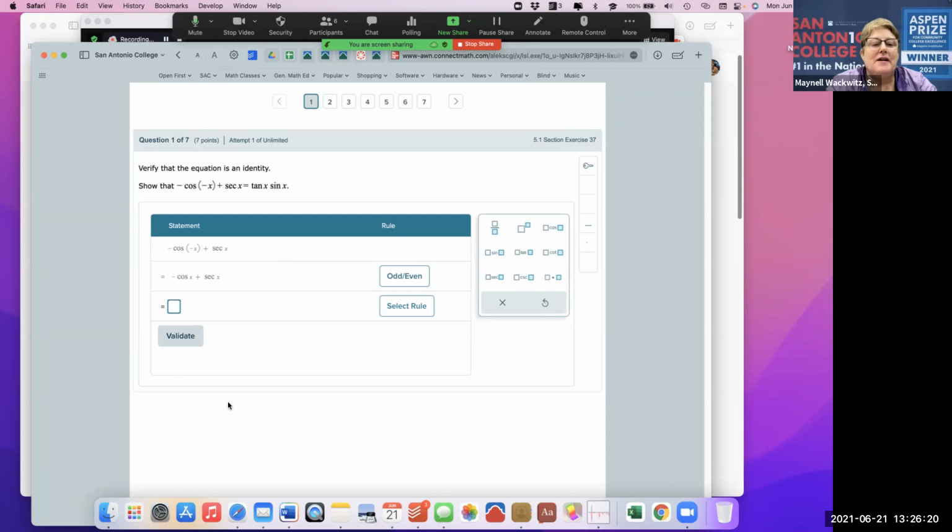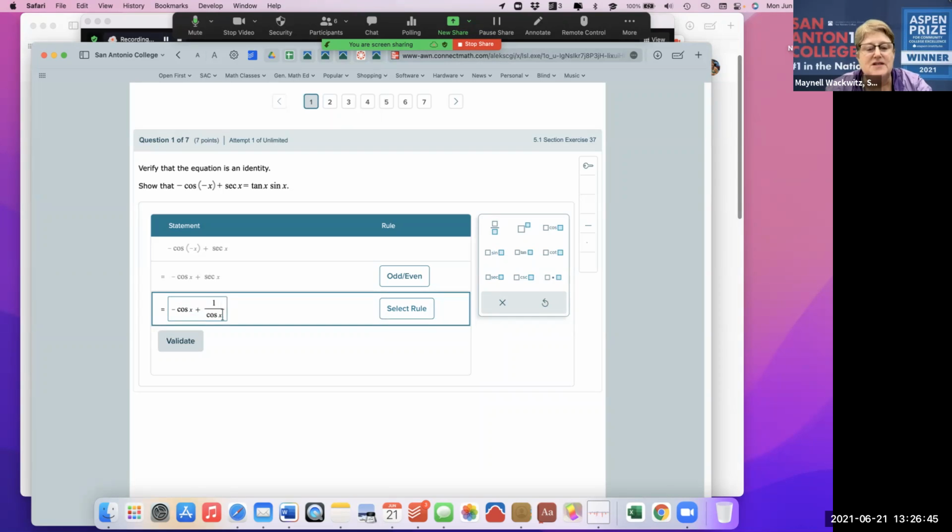Aiden. Okay, we did one like this earlier. We've got cosine x and secant x. Can we make them look more similar? We can do 1 over cosine. Yeah, excellent. So we've got negative cosine x plus 1 over cosine x. With Connect Math, you can do a reciprocal with lots of things, but you can't do reciprocal and quotient at the same step. So this step was reciprocal.